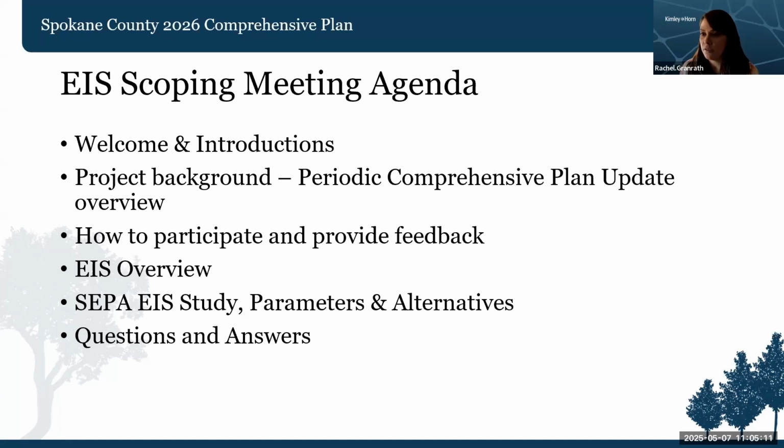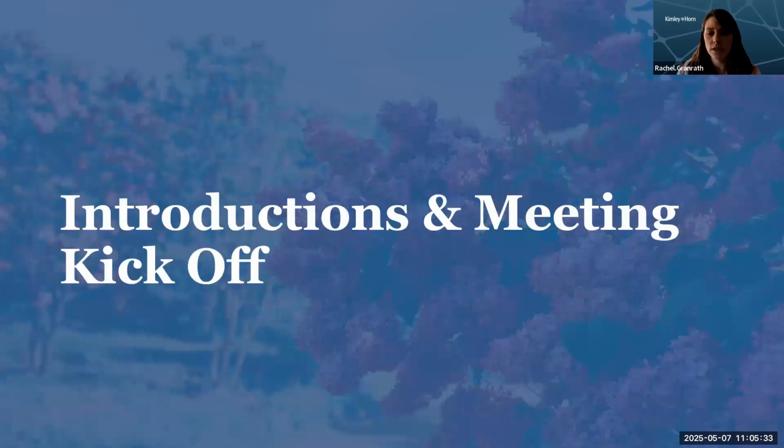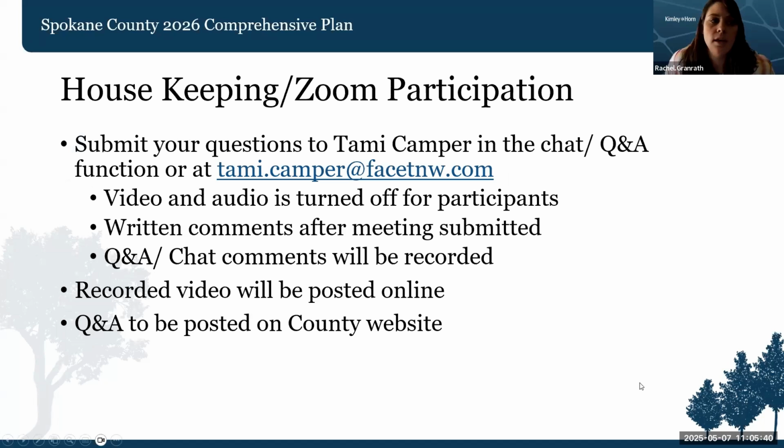An overview of the environmental impact statement and SEPA and how that relates to the comprehensive plan project. And what we're ultimately talking about today is the EIS scoping. And then talking a lot about the study and parameters of the EIS, and then spending a lot of time on questions and answers, because we do want to hear from you and your thoughts. So we talked about our introductions and meeting kickoff, and then just housekeeping really quick.